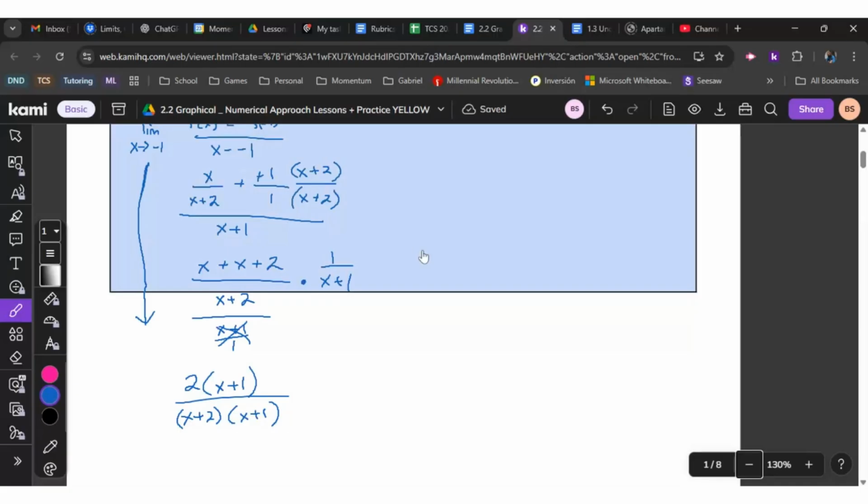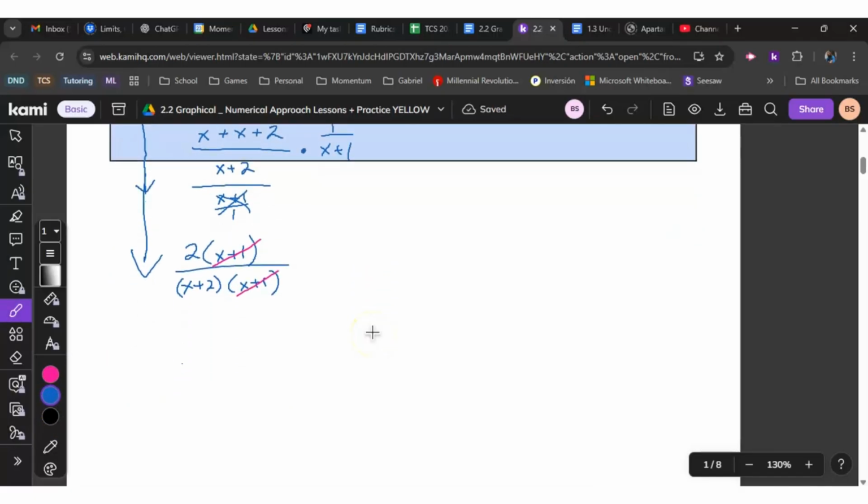So now we can get rid of that 0 on the bottom. And so now we've got our simplified equation. So we're going to take the limit as x approaches -1 of 2 over x plus 2. And now we plug in -1. So then we're going to get 2 over -1 plus 2, or just 2 over 1, which is just 2.